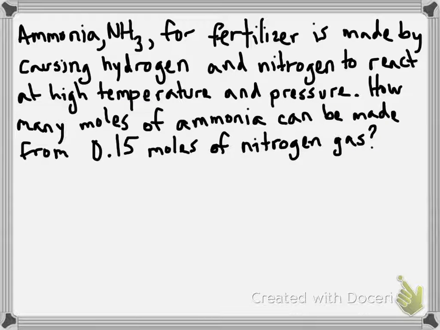So problem number 3 says ammonia, NH3 for fertilizer, is made by causing hydrogen and nitrogen to react at high temperature and pressure. How many moles of ammonia can be made from 0.15 moles of nitrogen gas?